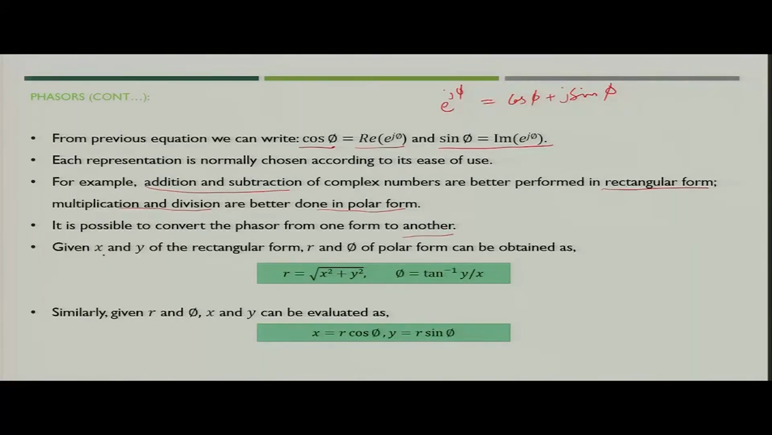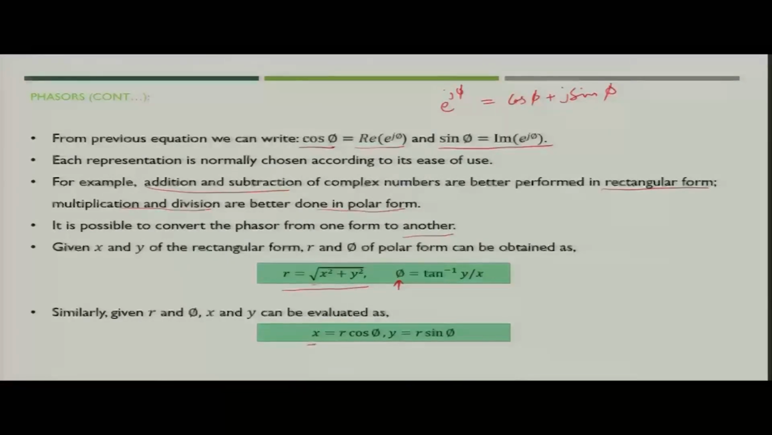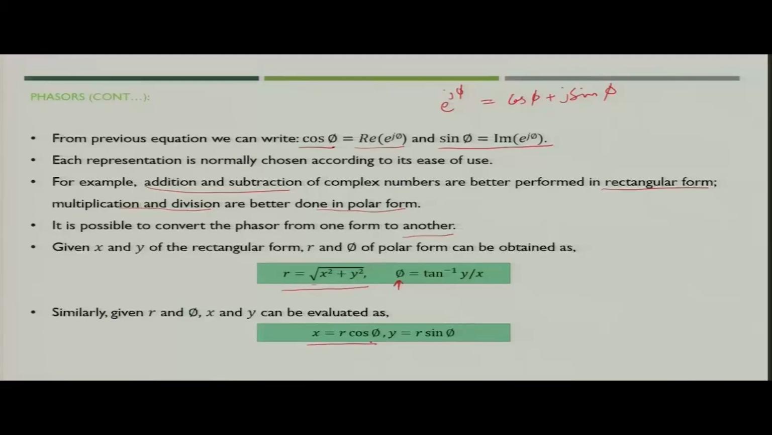So, if you are given the rectangular form, that is x plus j y, r would be equal to the square root of x square plus y square, and the phase angle of the complex number would be equal to tan inverse y by x. Similarly, if you want to convert polar into rectangular, then x will be r cos phi and y will be equal to r sin phi.